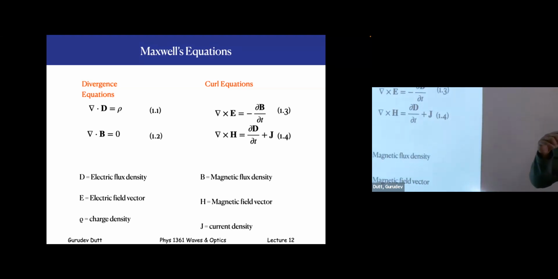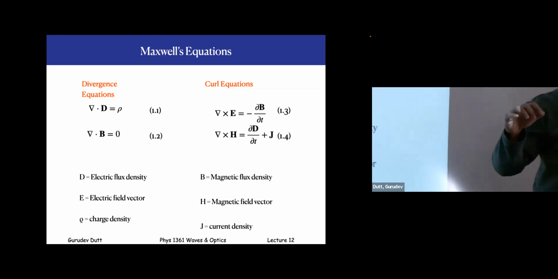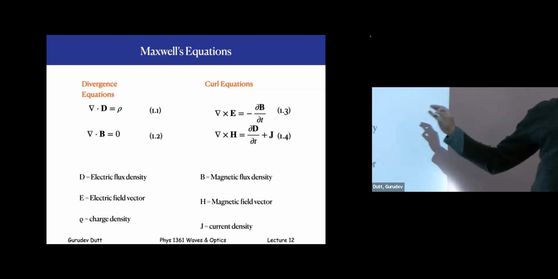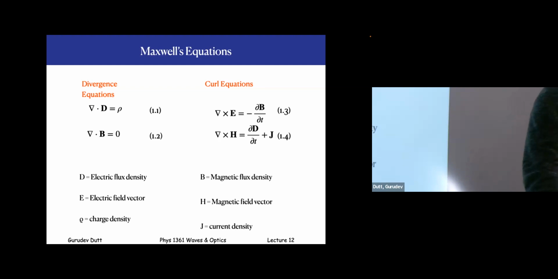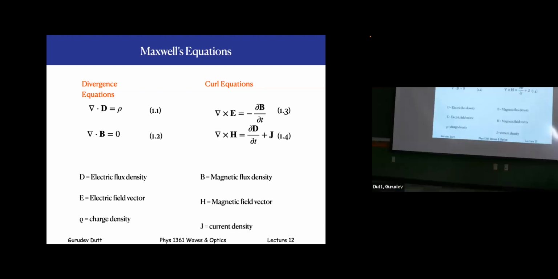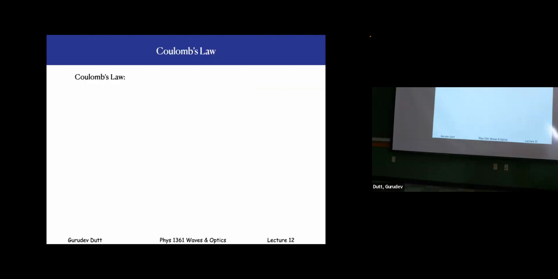Now, can I ask, how many of you have seen Maxwell's equations in this form? Couple of you. Okay, a few of you. All right. Don't worry, we'll talk a little bit more in detail about it here, but obviously I can't go into too much detail because this isn't a course about electromagnetism. But we will discuss it from the perspective of things that you already know, such as Coulomb's law.